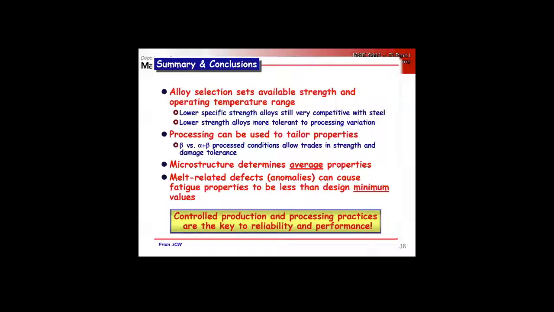The microstructure again determines our average properties. Our extreme values, our fatigue and fracture, are driven by very local microstructure, like local features. So it's not just the grain size that determines fatigue levels. And we have to be very careful with our melt-related defects.